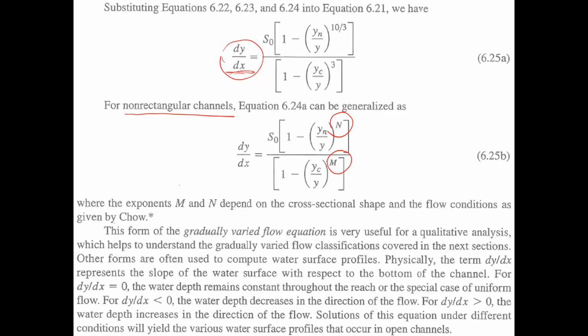Okay. So that is the gradually varied flow. We discussed the rapidly varied flow and the gradually varied flow. We also discussed the uniform flow. You remember we developed the Manning equation for the uniform flow. After that, we discussed the hydraulic jump, that is for the rapidly varying flow. Then this equation we discussed for the gradually varied flow.